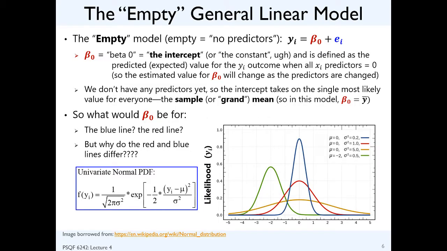So in the empty model, if you don't know anything else about a person, what is your best guess for what their outcome is going to be for any variable? The mean, yeah, the most likely outcome, right? You don't have any other way to do it, so let's guess the one that's the most likely. So if I said that we're going to predict this blue variable right here, what is your best guess for that blue variable's beta 0? 0. What's your best guess for the red variable's beta 0?